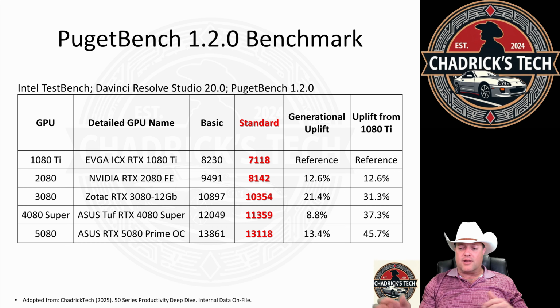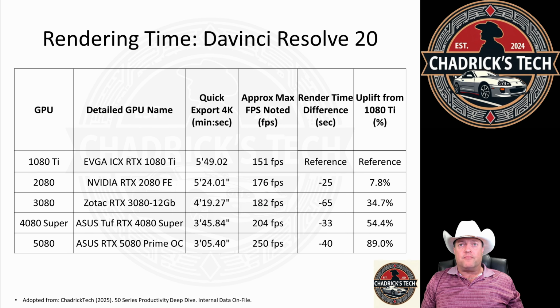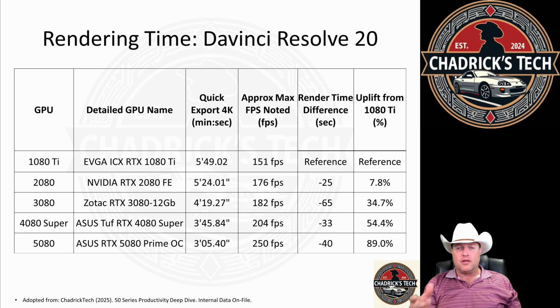But what about rendering times? Does the rendering and the encoders help us here? You see that this is exporting the same 4K 21-minute file. The 1080 Ti does it in almost 6 minutes. And this over here, I don't want people to get too caught up in this, but the FPS fluctuates as you're running through your encoding of the files.